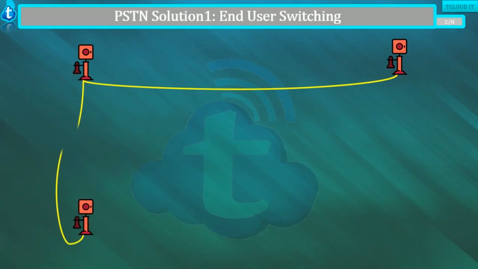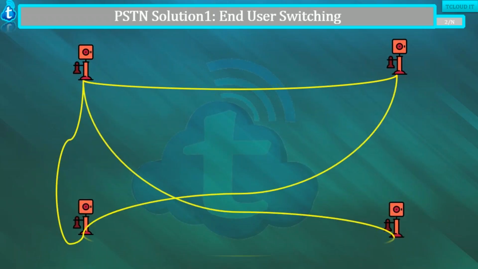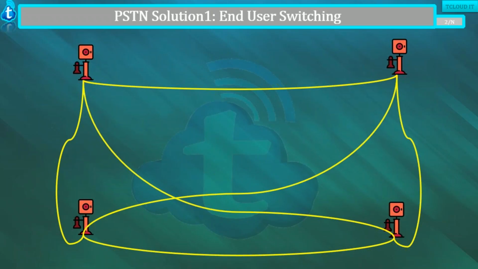Now, one of the ways they thought of is to make a connection from every device to every other device. This was one of the possible solutions, typically end user switching. If you take the first device, there are going to be three wires coming out of it leading to each of the other devices. Same situation with the other devices also. From every device, three wires are going out and reaching the other three devices.